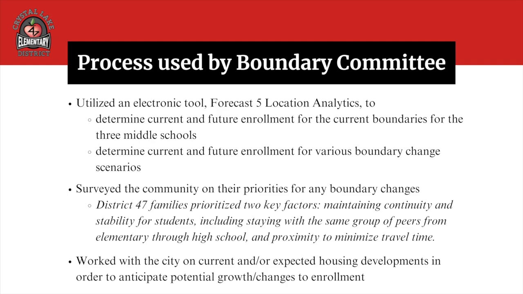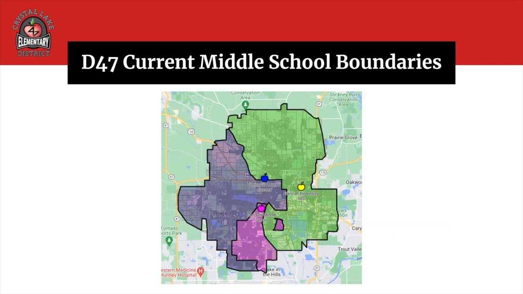We also surveyed the community on their priorities for boundary changes. There were 2 key factors: maintaining continuity and stability for our students, including staying within the same group of peers from elementary through high school, and proximity to minimize travel time. And finally, we worked with our city on the current and expected housing developments in order to anticipate potential growth and enrollment changes. This slide shows our current middle school boundaries.